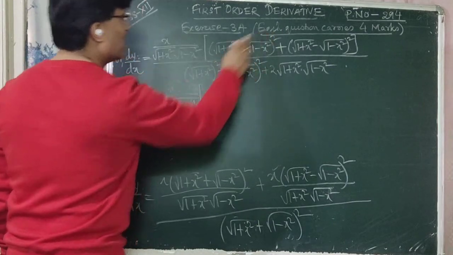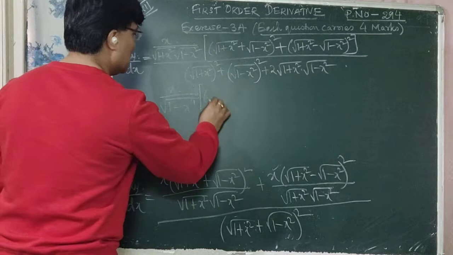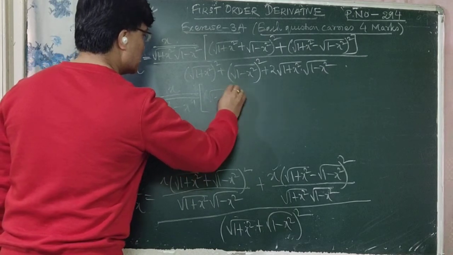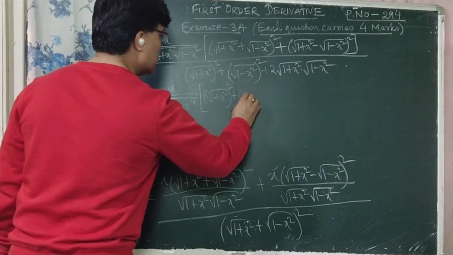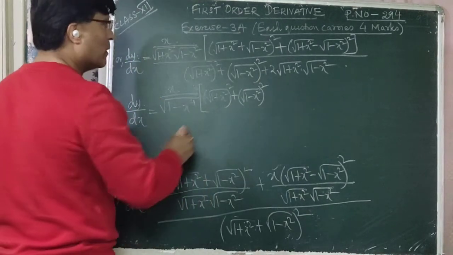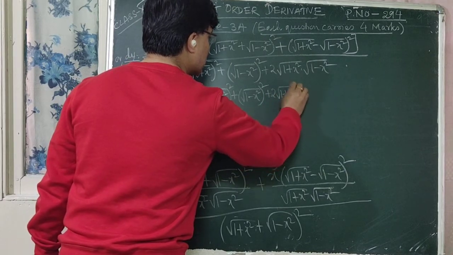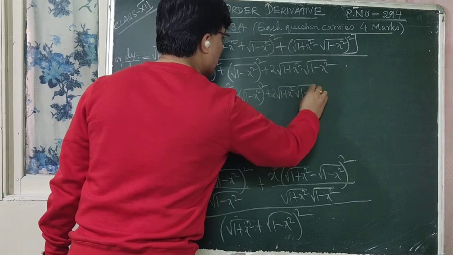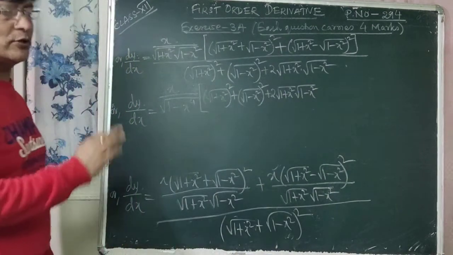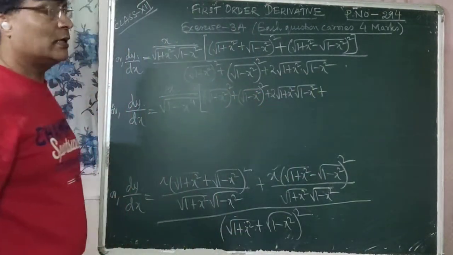A plus b whole square, same formula, a square plus b square plus twice ab. So it is root over 1 plus x square whole square plus, what is b whole square? Root over 1 minus x square whole square plus twice ab. 2 into what is a? Root over 1 plus x square into what is b? Root over 1 minus x square. That is your plus 2ab. Then again plus sign is there.